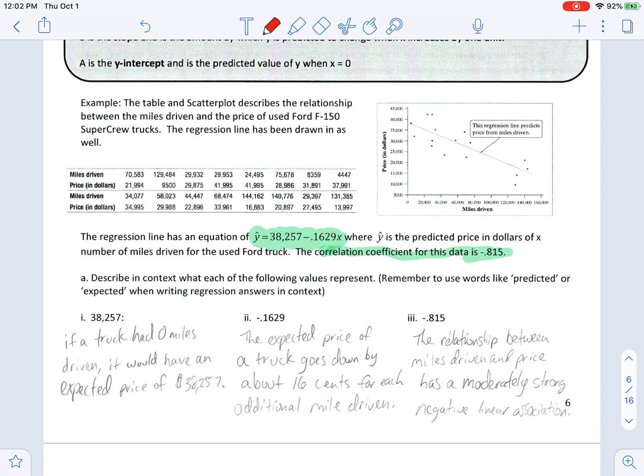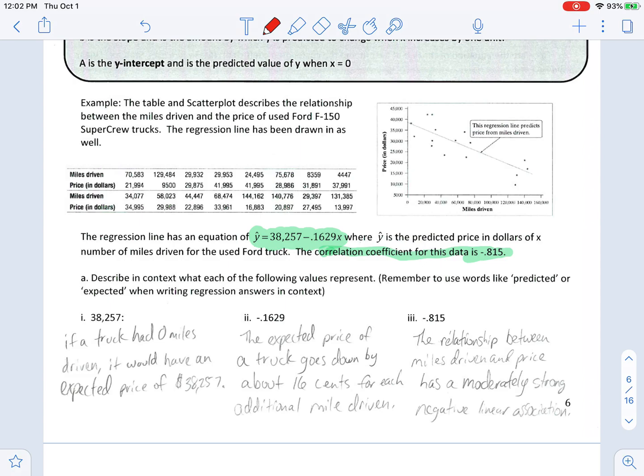So describe in context what each of these mean. Remember to use words like predicted and expected. Again, you might have already tried this on your own. If not, the 38,257 is not multiplied by x, it's the y-intercept. Remember, a y-intercept is always 0 for x. What's the predicted y? So in this case, if a truck had 0 miles driven, it would have an expected price of 38,257, which actually kind of does make sense. It's kind of like the new version of that truck. It does have some meaning, at least. It might not be perfectly accurate, but it does have some meaning.